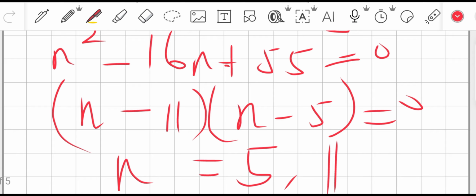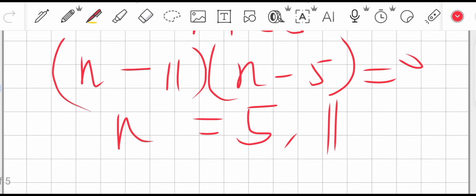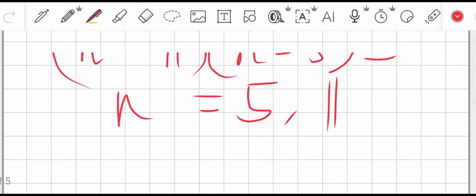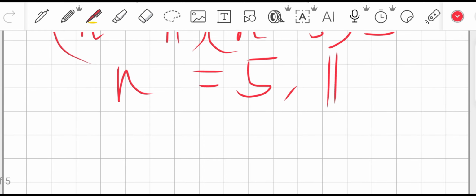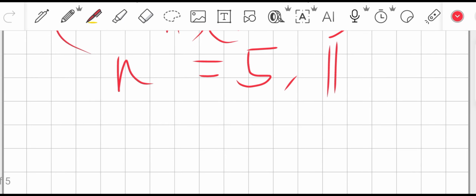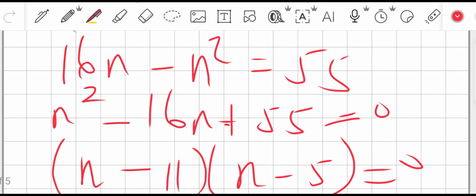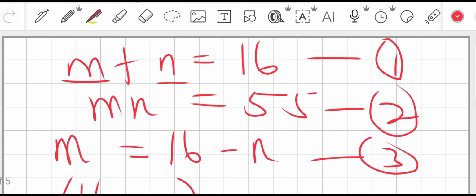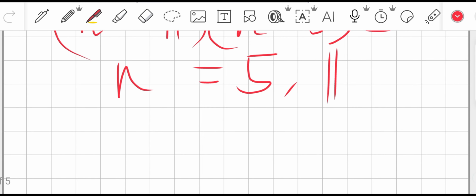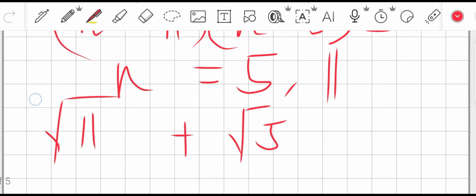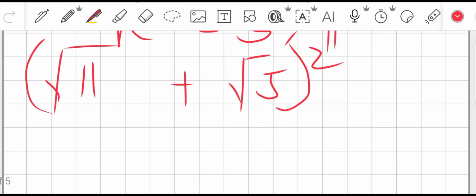So these are the factors that we are looking for. You can decide to verify and see if it is true. Right. So based on the question, if this is the square root, it means that we have root 11 plus root 5. When we square them, we should get what we were given.